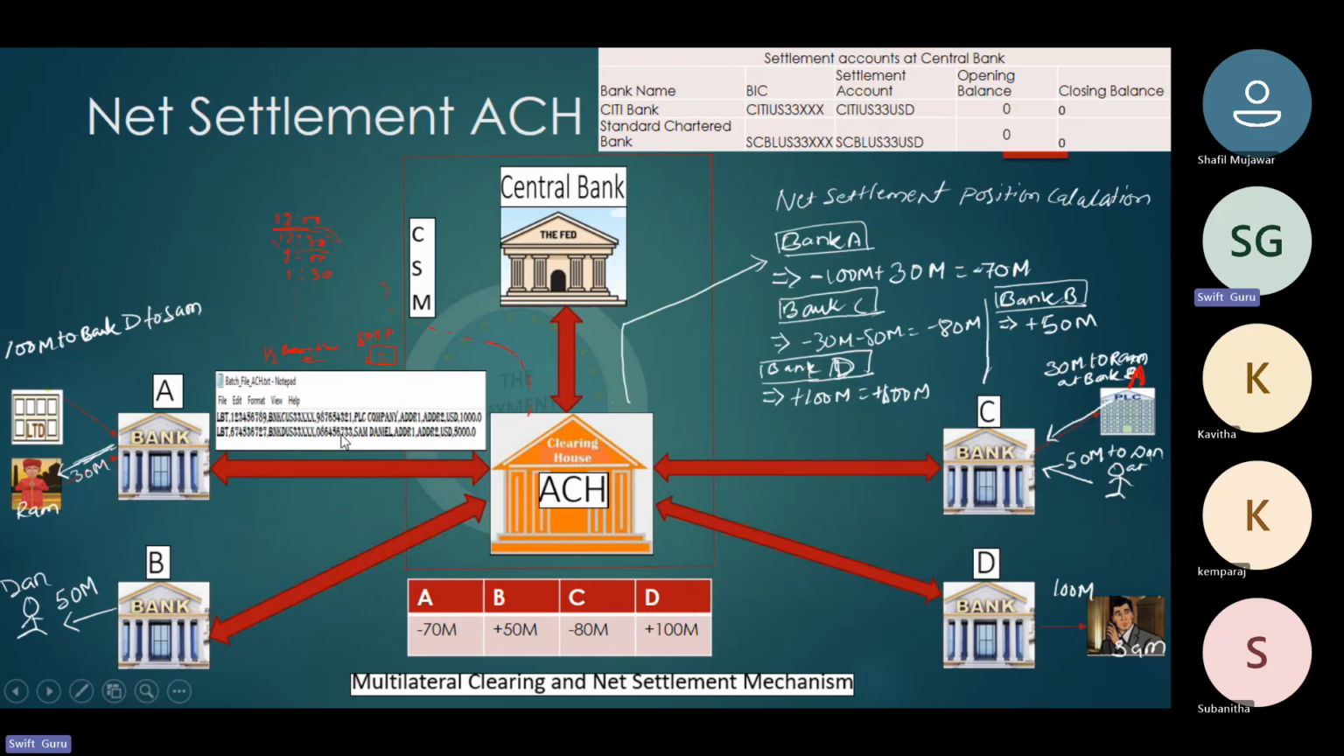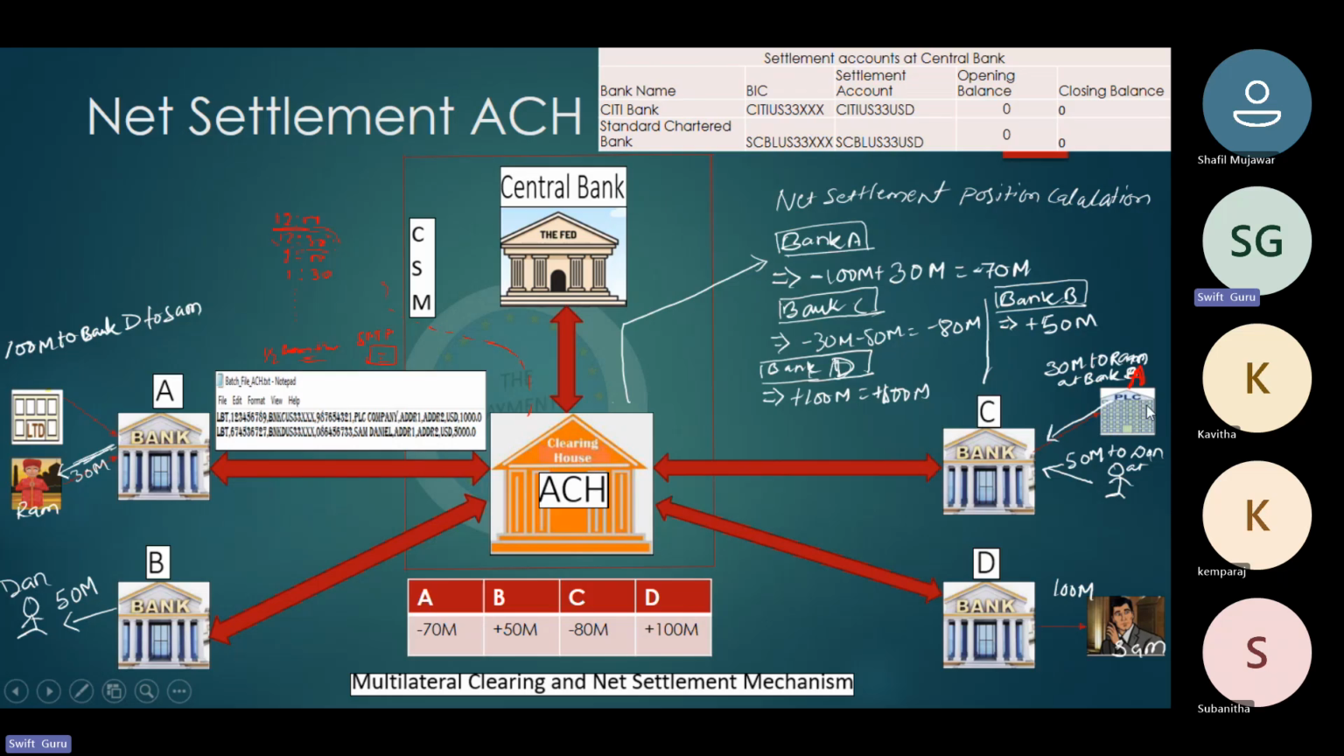Based on the transactions which they have sent. For example, in this case, bank A's outward transaction request is 100 million, whereas the inward transaction request which they received is only 30 million, and that was from bank C.